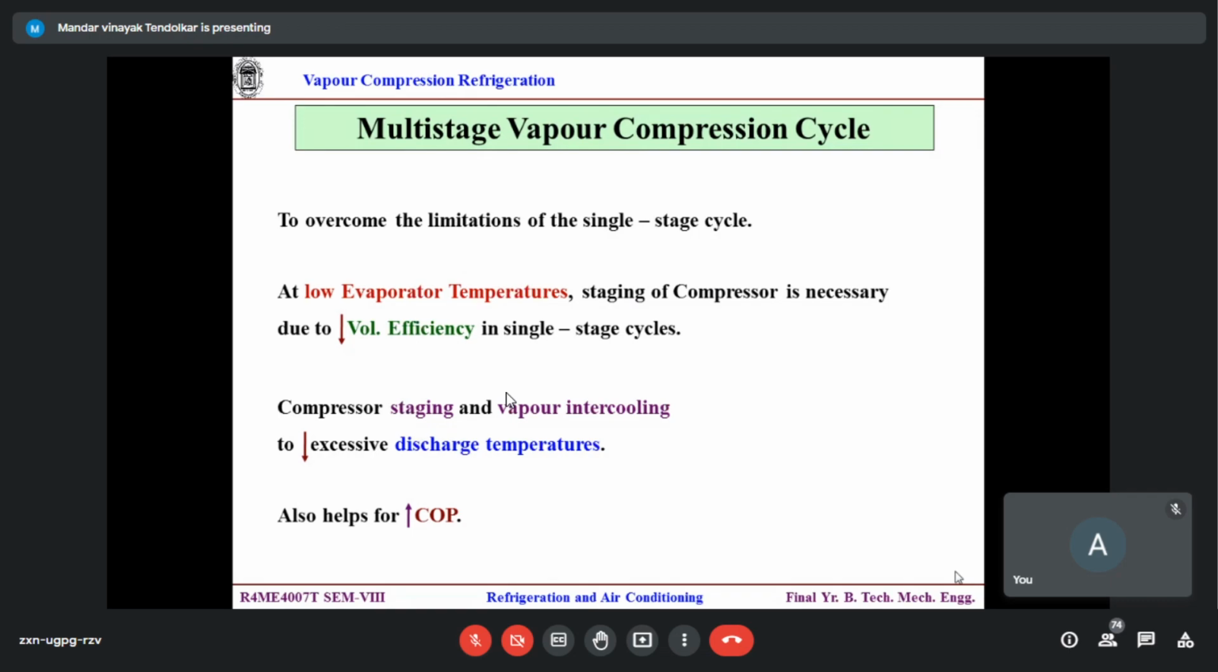Very high values. But do we really need such high temperature? No. So that is why we should always go for the multi-staging part.